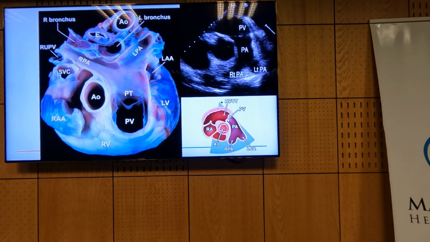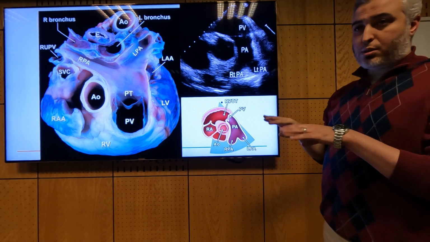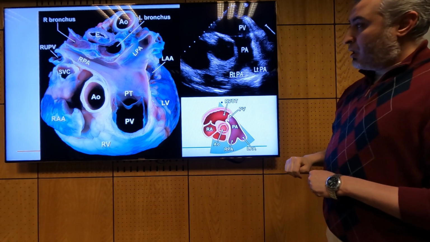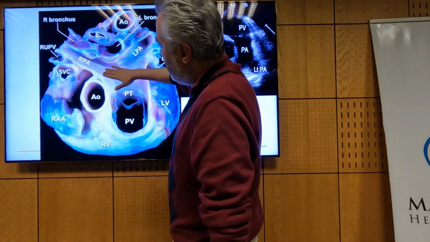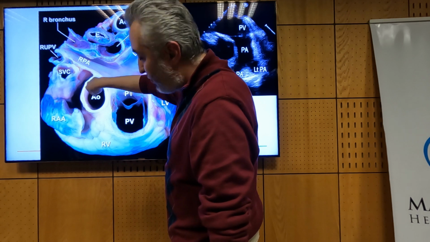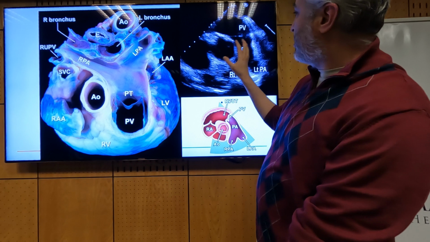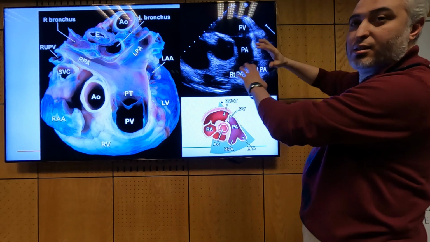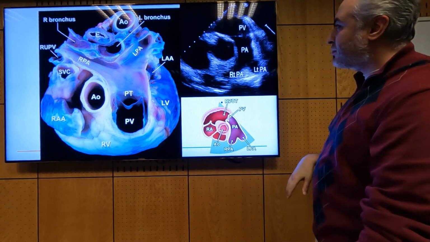Now, let's go further up, even higher than the level of the roots. So this is a cut section into the pulmonary artery, pulmonary bifurcation, and the ascending aorta. The aortic valve is still low down. This is a similar view, but just the reverse, okay? As if we're looking from above and from below.